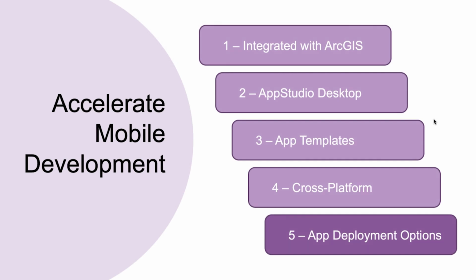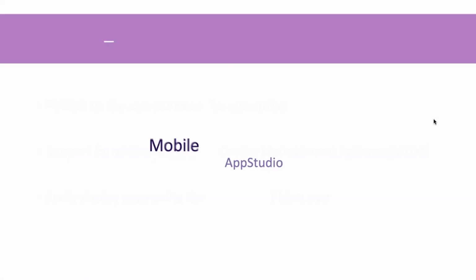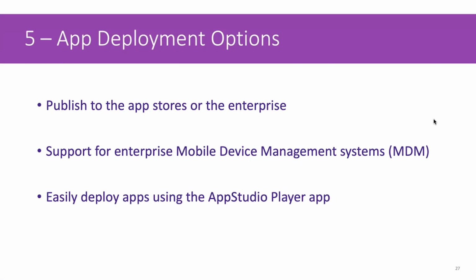And the last here on how to accelerate mobile app development is that we give you different app deployment options with AppStudio, some unique ways of deploying your apps. So you can publish to app stores, just as I demonstrated in that last little diagram. You can publish your apps to app stores, or you can publish them to an enterprise. And some enterprises have their own custom versions of app stores.